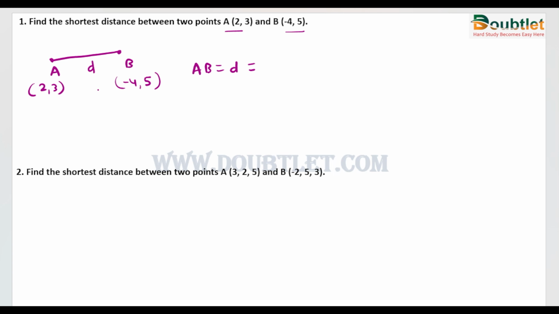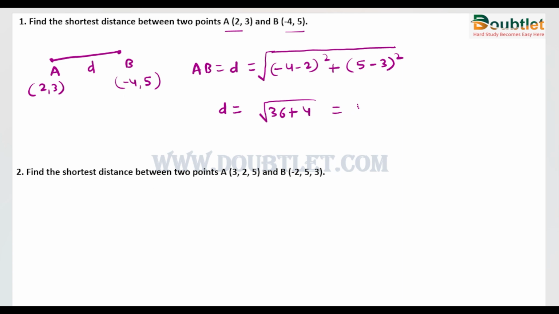So to find the distance D, what we will do is x2 minus x1. We can write this as minus 4 minus 2 whole square plus 5 minus 3 whole square, and we need to take the square root of this. If we solve for D, this will become 36, this will become 4. So this is the square root of 40, and if we solve this, we will get 2 root 10. So this is the distance between points A and B.